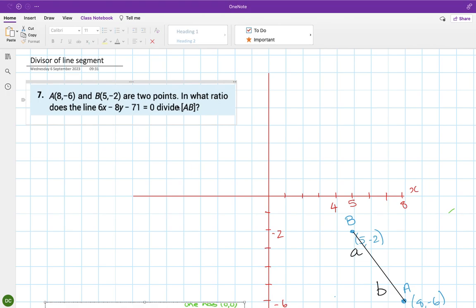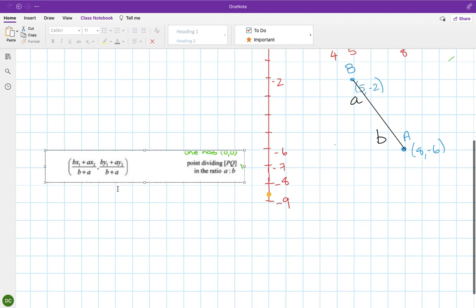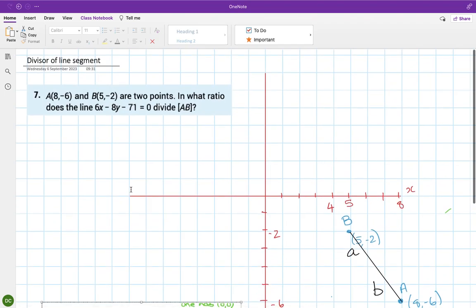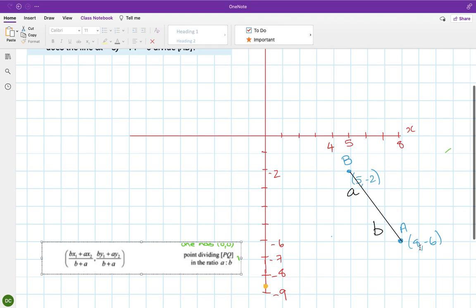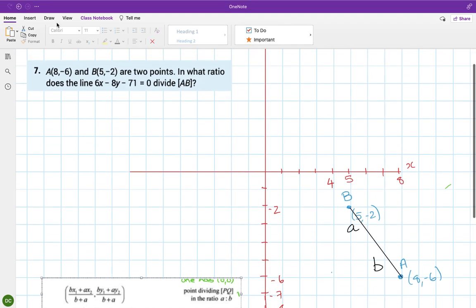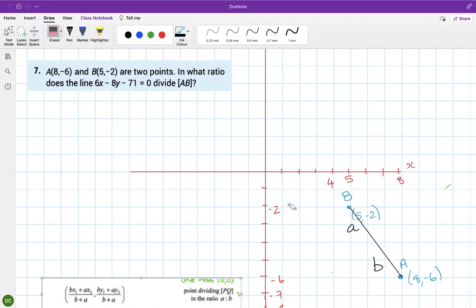We were asked, in what ratio does this line divide another line? So it's going to be this formula, a point dividing a line in the ratio A is to B. I've sketched the points. A is 8, minus 6. I don't know what those other ones are. Hang on, let me get rid of them. Okay, so A is 8, minus 6 and B is 5, minus 2, which is correct.